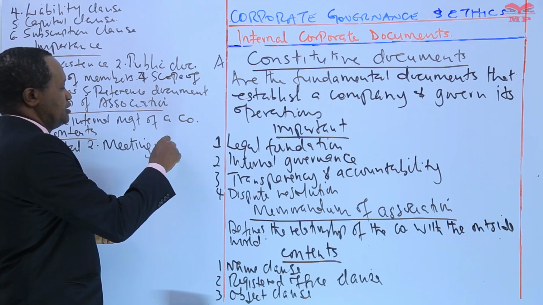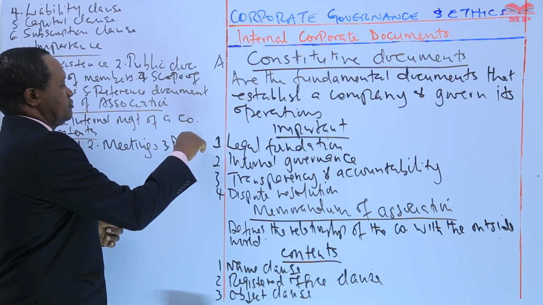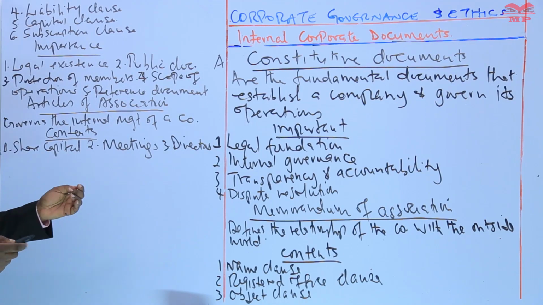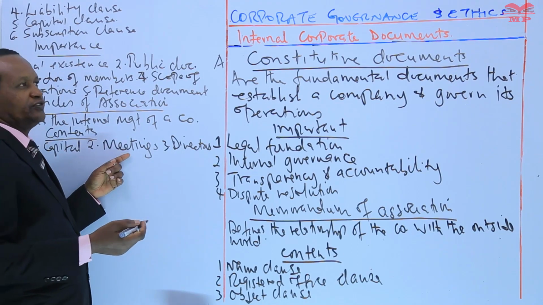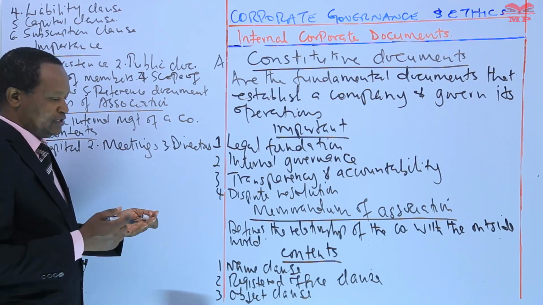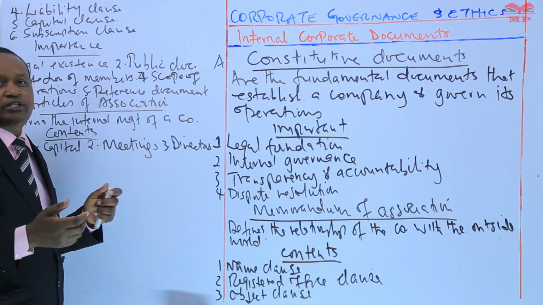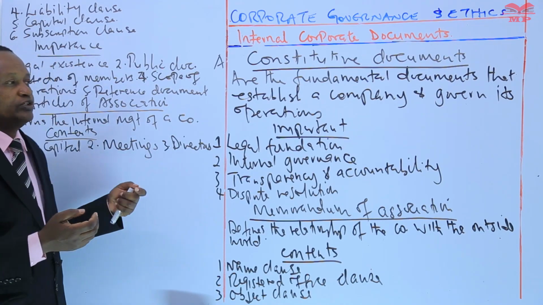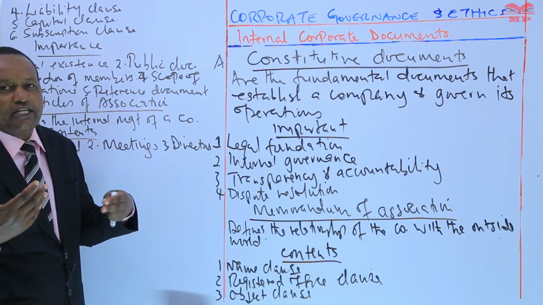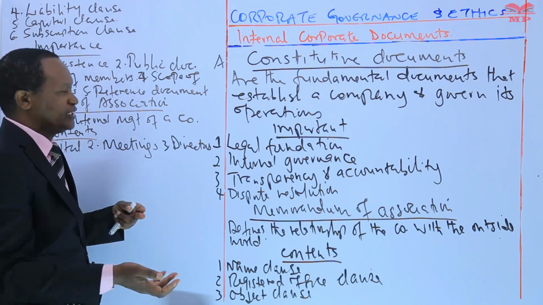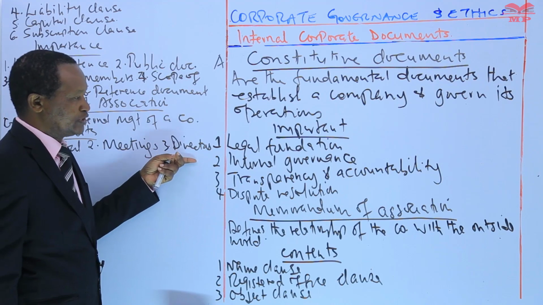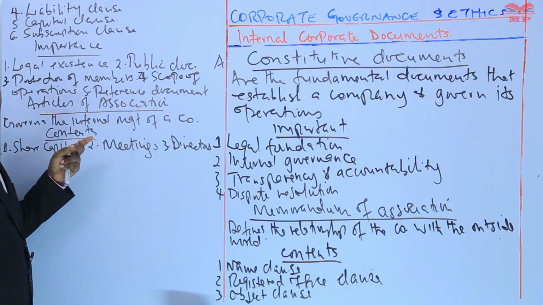Number three, directors. These are procedures for the appointment and removal of directors. There is the issue to do with the powers of directors, qualifications of directors, the responsibilities of officers like company secretaries, managing directors, and so on. All matters relating to directors are contained in the Articles of Association.